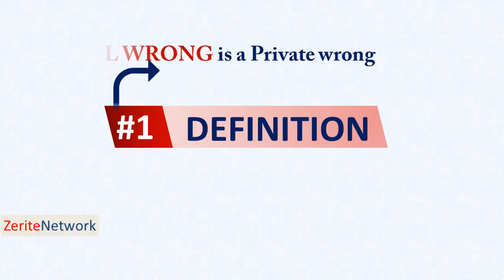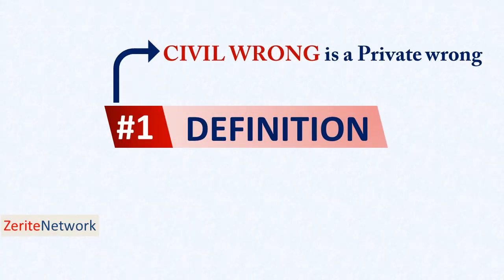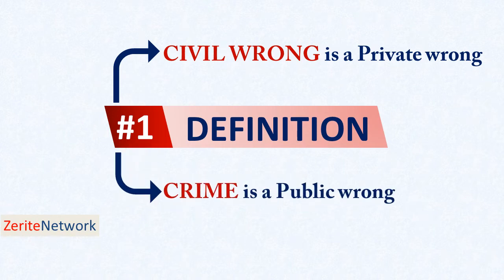Civil wrong is a private wrong. It's an offense against a person, such as breach of contract, trespass, etc. While a crime is a public wrong, basically an offense against the state, such as murder, seeing as how that violates the victim's constitutionally given rights.